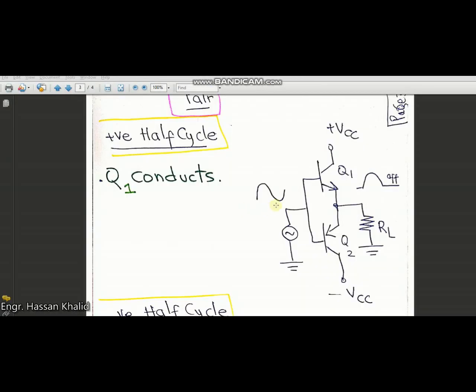Alright, now according to this application of using the complementary symmetry of the transistors, we can add the two transistors as the NPN and the PNP mode, and we can bias them with the help of a single source which is the AC input, and we can obtain both the cycles of the input signal at the output. Now how it actually works, it is very simple.